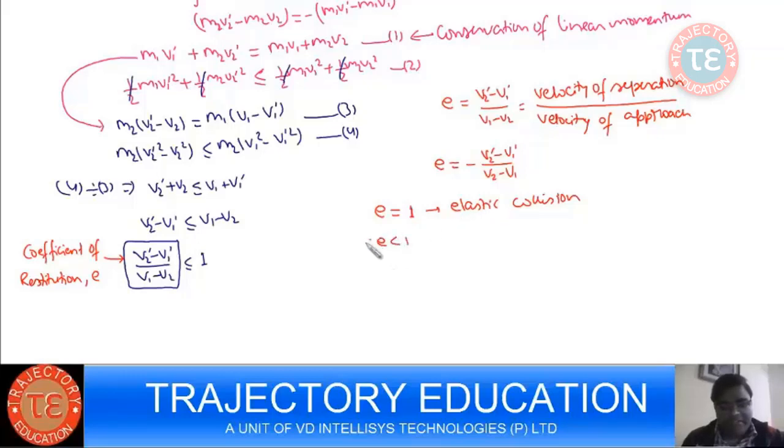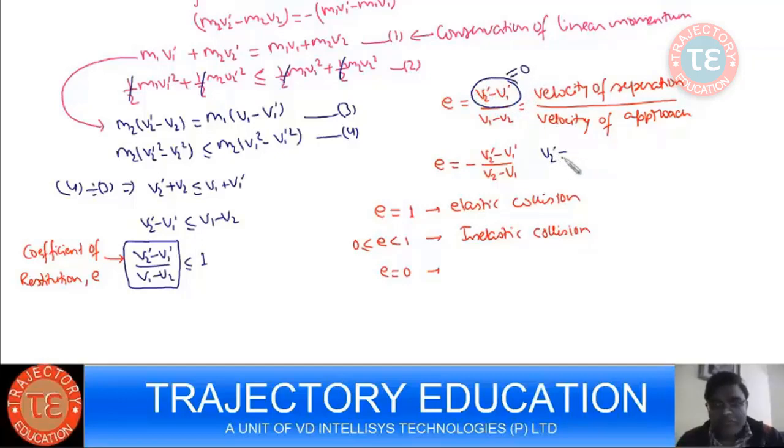If E is less than 1, then it is called inelastic collision. It means a part of K is getting converted into non-mechanical form. So it is inelastic collision. When E is equal to 0, what does it mean? When do you think E can become 0? E can become 0 when this numerator is 0.